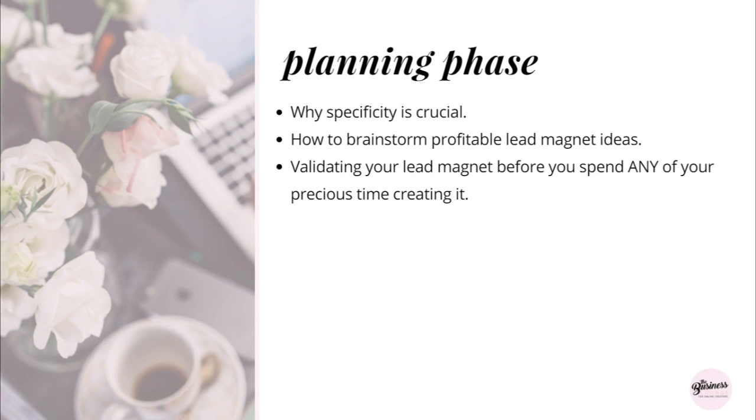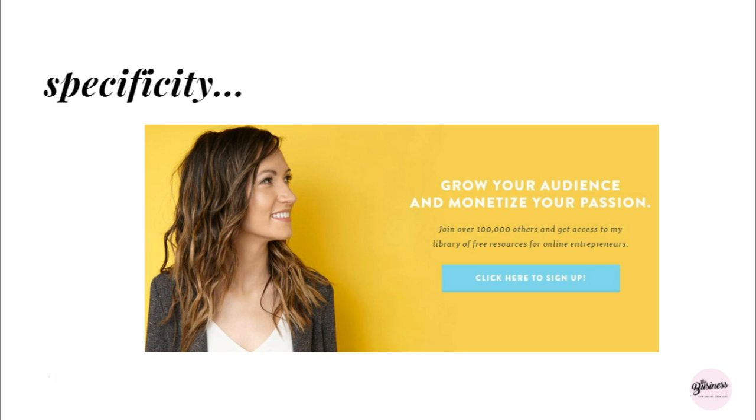A lot of times we'll start creating content and then we won't really have a clear plan in terms of validating that idea, and we spend tons of hours, maybe even money paying a designer to get it set up for us, and then it just flops. It just doesn't do very well. So we're going to avoid that by validating our ideas. And we're going to start by talking about specificity and why it's so important.